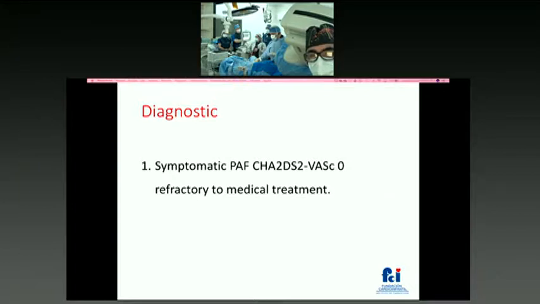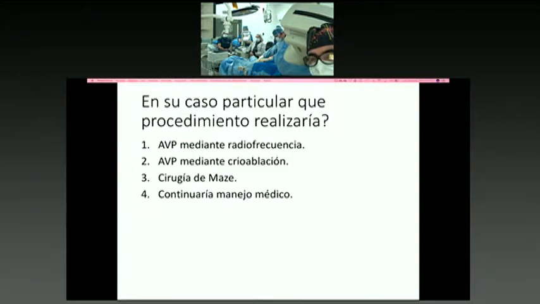So with the diagnosis of symptomatic atrial fibrillation with CHA2DS2-VASc of 0, refractory to treatment, in a very symptomatic patient who doesn't want to continue pharmacological therapy, we brought the patient for a cryoablation procedure.